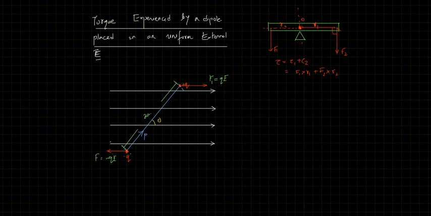Remember, tau is a cross product. It is R vector cross F vector. So rotational force is the cross product of R vector and F vector. Correct? And how will you get the direction? Always use the right hand rule to find the direction of tau. Right hand rule. So what is that?